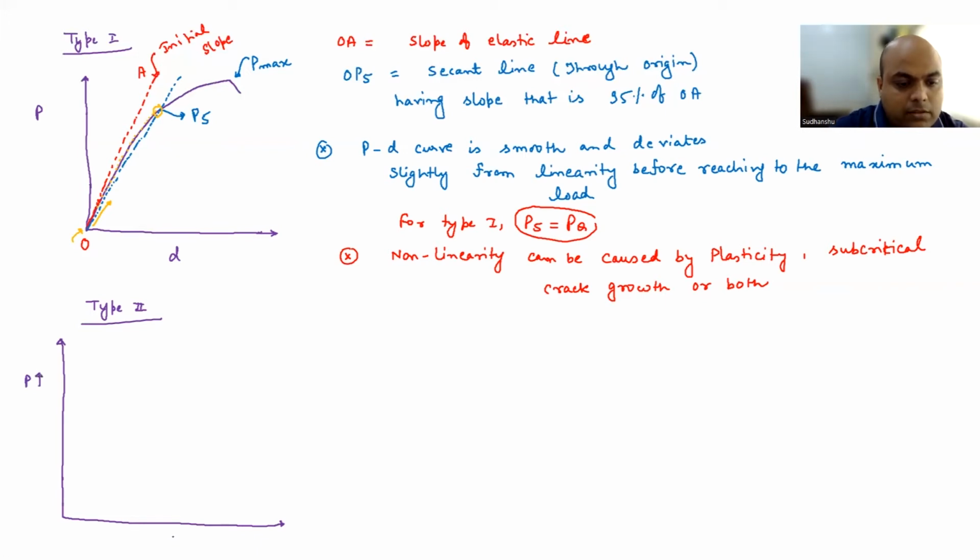So P and D, okay. Then it goes, then there is a popping, and then it goes up. So now we know at least this value as P max. This much we always know, right? The maximum load in the particular plot is P max.